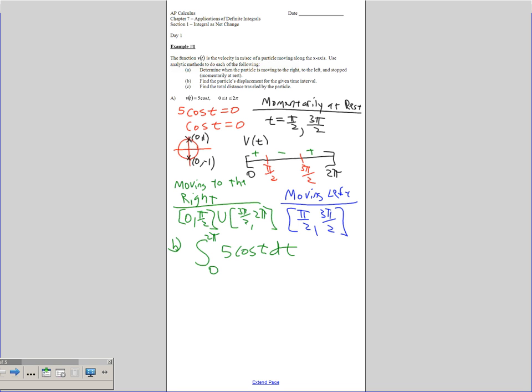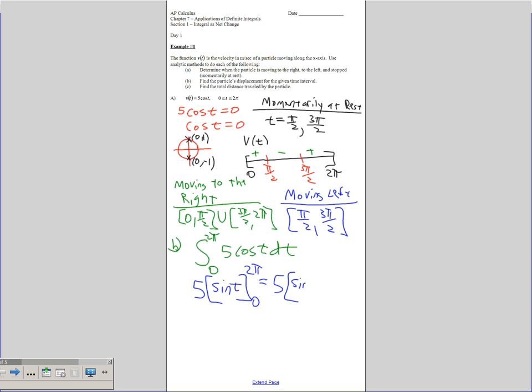That's going to represent it. I'll show you how to do it on the graphing calculator when we're done here. To do it analytically, we need to take the antiderivative. The antiderivative of cosine is what? Sine. And we're going to evaluate that from 0 to 2 pi. And watch what happens.